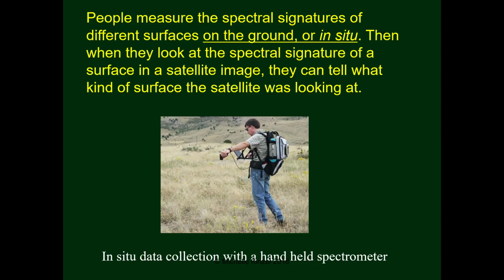So we measure the spectral signatures of different surfaces on the ground or in situ. And then when we look at the spectral signature of a surface in a satellite image, we can tell what kind of surface the satellite was looking at. So this is an example of in situ data collection with a handheld spectrometer.